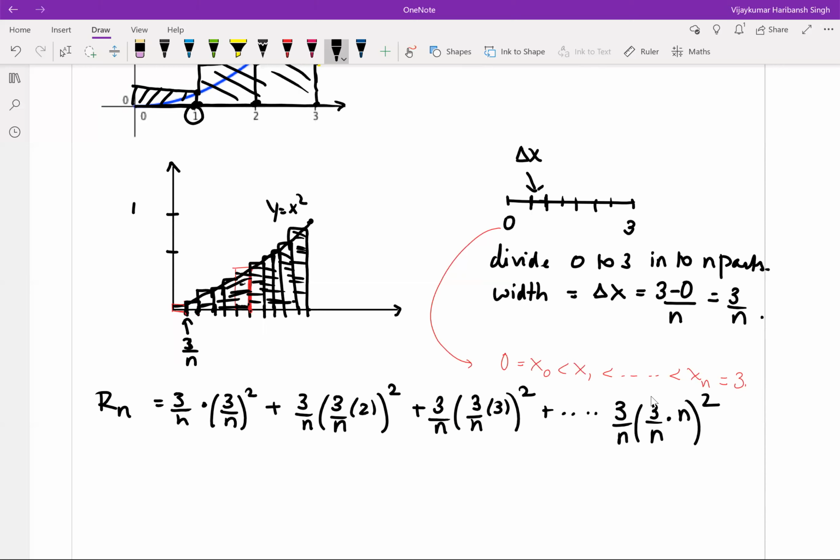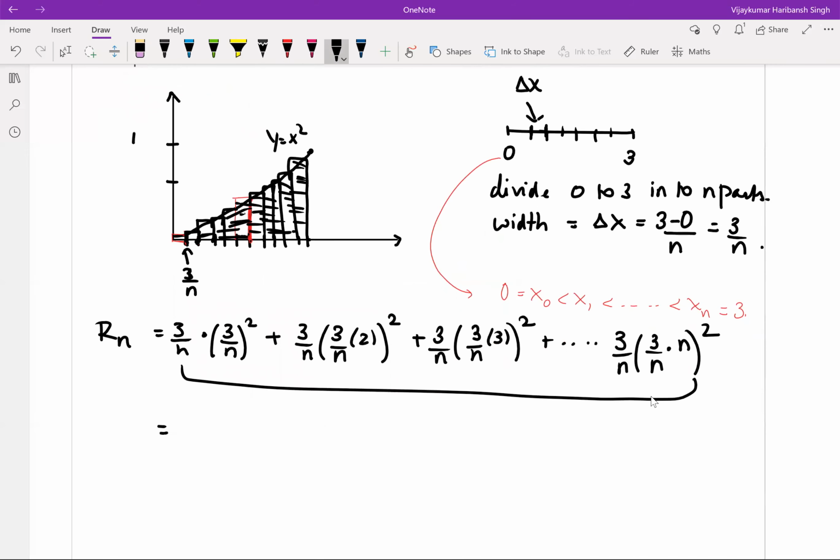Now let's rearrange this slightly. So if you rearrange this, if I take 3 by n common from all of them, I get 3 by n square, which is going to be, well, I can take 3 by n square common from each one of them. What is left here? So you can think about here as 1. So you get 1 square. Then here you have what? 2 square. Here you have what? 3 square. Then so on all the way until n square.